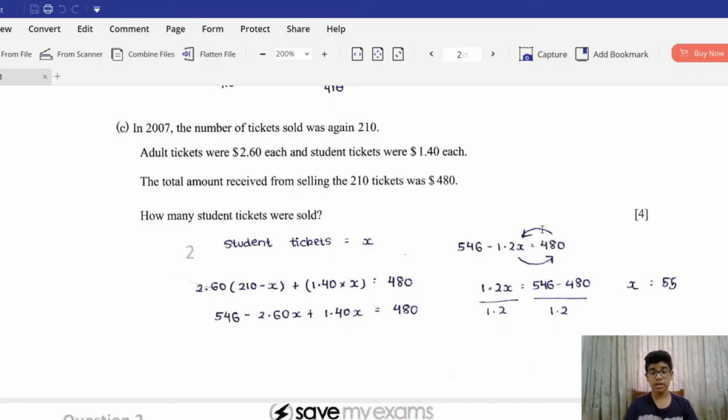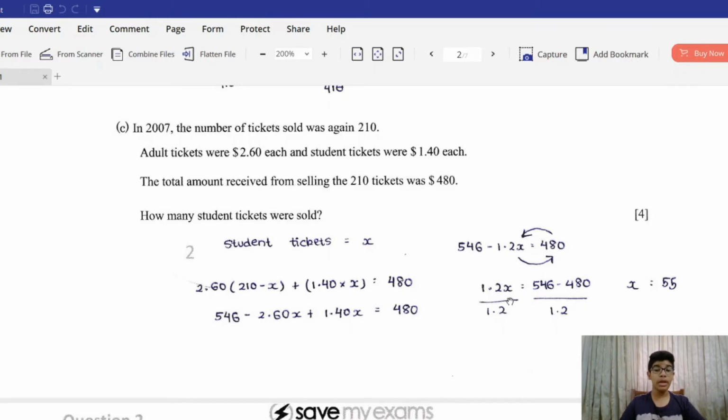Now let's move them about. So 480 moves to the other side and 1.2 also moves to the other side, and you can see I've indicated it using the arrows here. So now the 1.2 becomes positive. So 1.2x is equal to 546 minus 480. I've not done the difference here because I was running out of space.